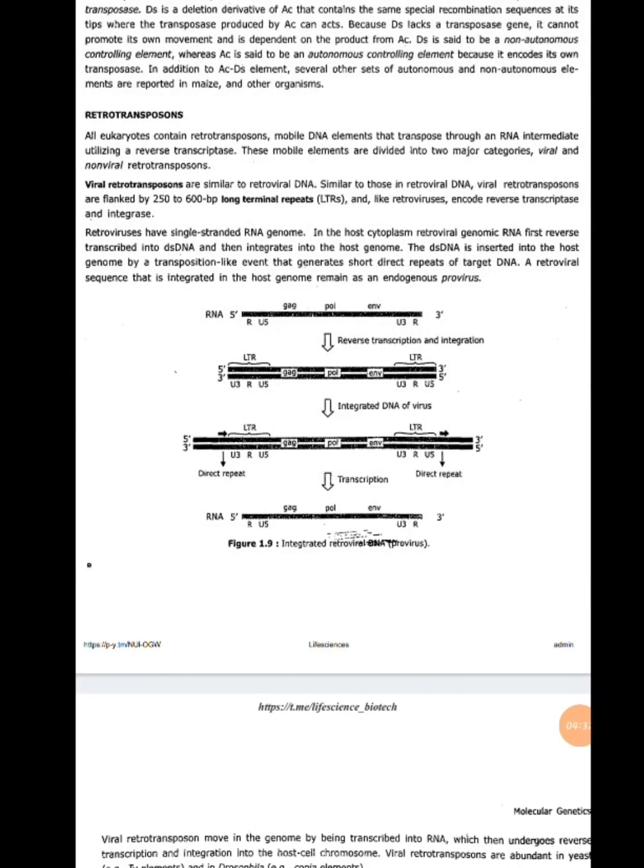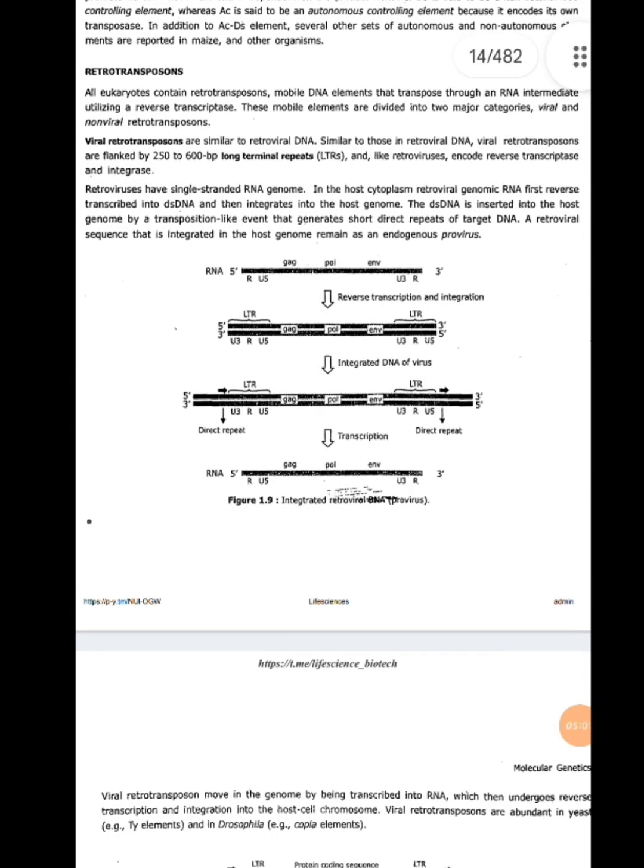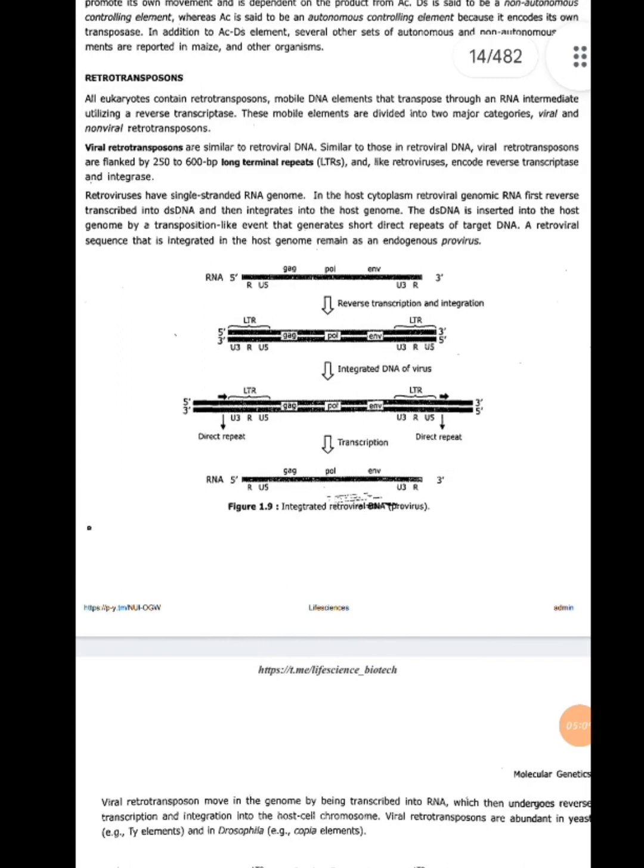So you can see in the picture that first of all there is reverse transcription and integration. In the first case it is GAG, POL and ENV. In the second case you can see that the GAG, POL and ENV are flanked by LTRs. When it is integrated, you can see there is a direct repeat, then LTR, and in the middle there is the gene. So the double-stranded DNA is inserted into the host genome by a transposition-like event, which generates a short direct repeat. So after transposition, there is a short direct repeat.